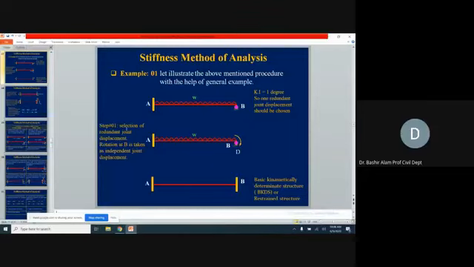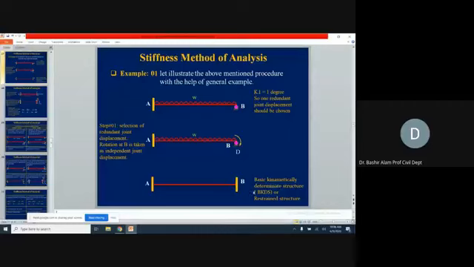So step number one will be selection of redundant joint displacement, which is rotation at B, and it is taken as independent joint displacement. So this rotation at B, which is D now, we take this as our unknown joint displacement. This is the one kinematic indeterminacy. How do we make it kinematically determinate? We just put a fixed support here.